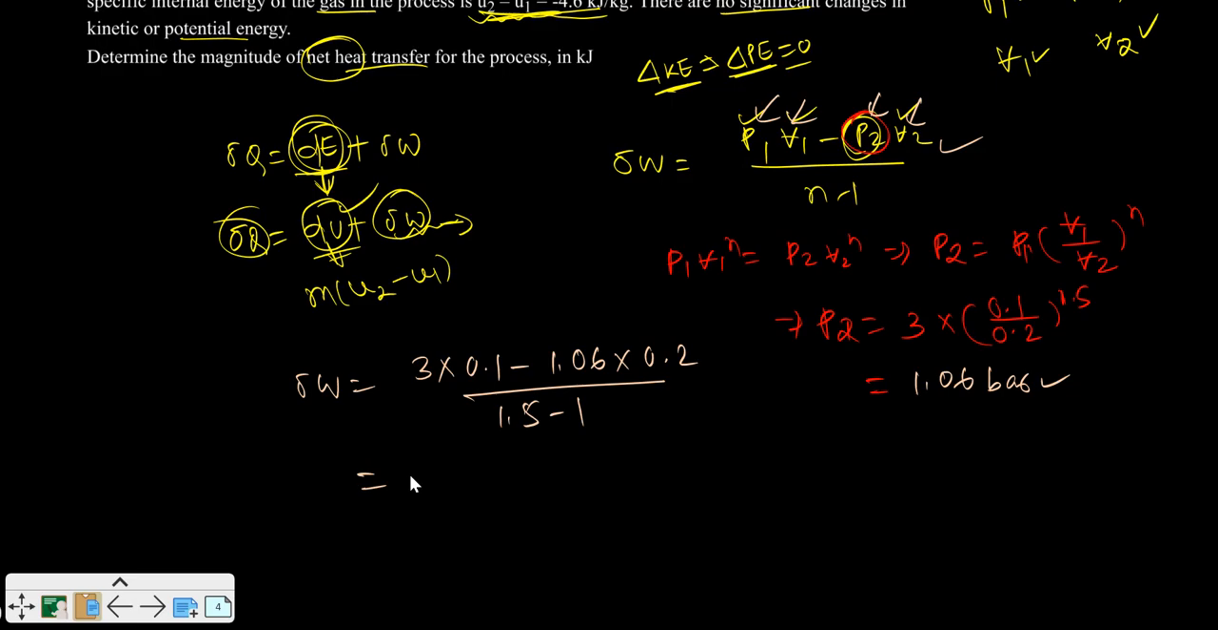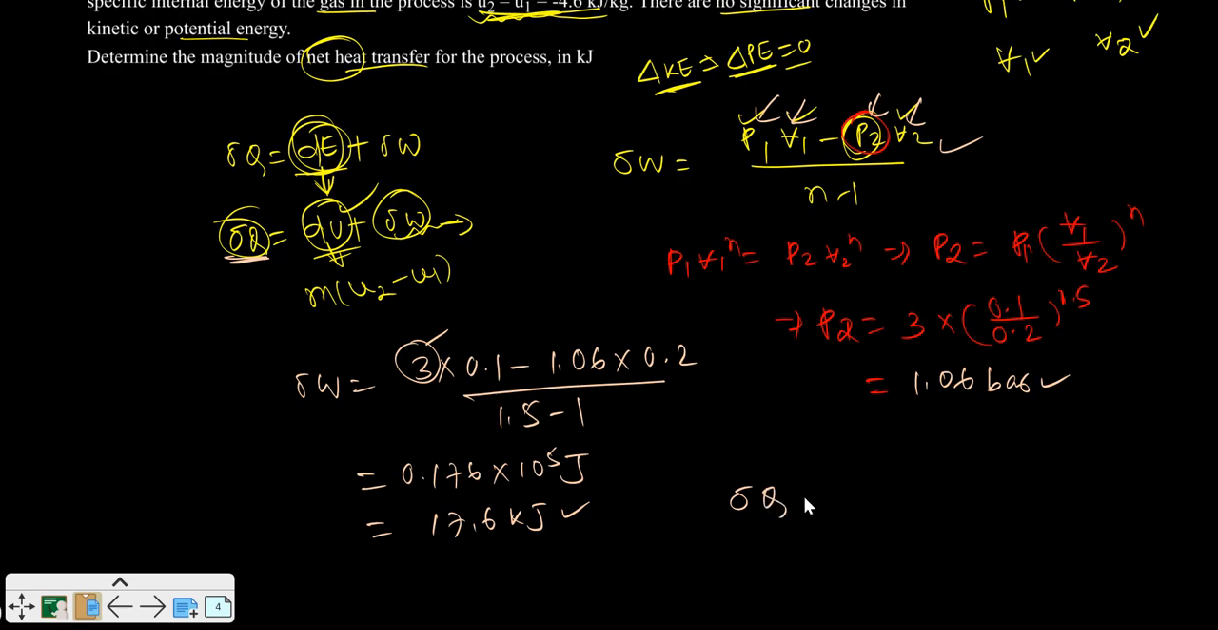So here we are getting this as 0.176 into 10 to the power 5, right? So this is in bar, so that means 10 to the power 5 will be multiplied and this will be joule, right? And if we try to write this in terms of kilojoule, then we can write this as 17.6 kilojoule, right? So now we have to find out the value of del Q.